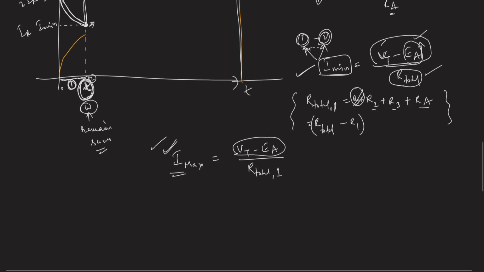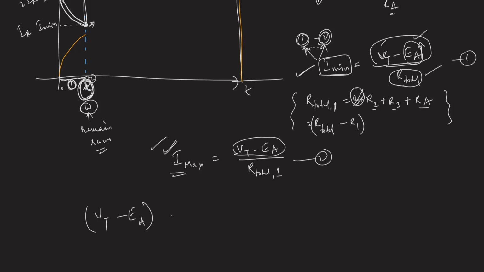So what I can write down, if I say this equation 2 and this equation 1, from equation 1, Vt minus Ea is equals to I minimum into R total, and from equation 2 also we can write down a similar equation, that is I maximum into R total comma 1.